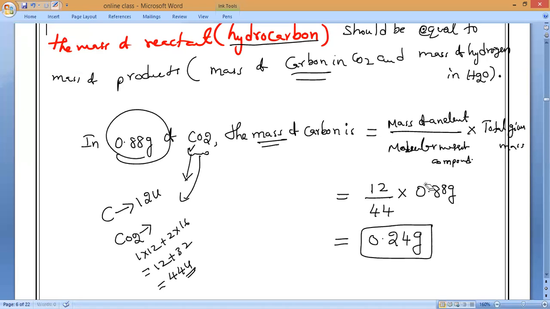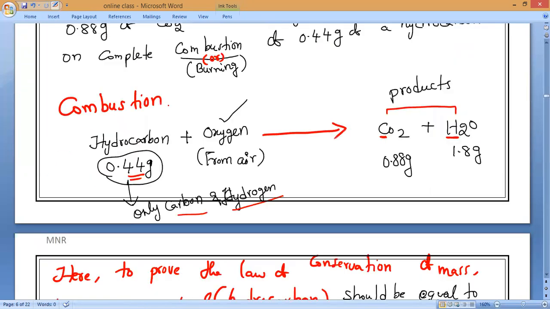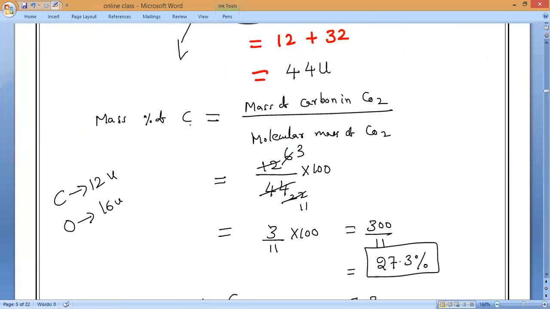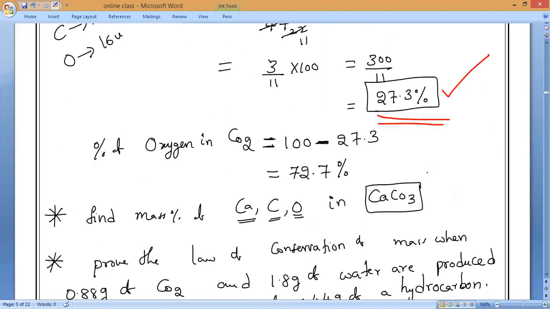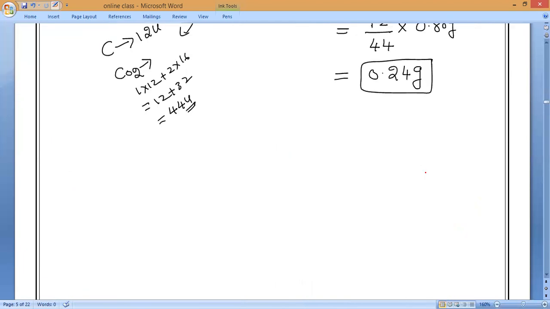Sir, I am finding this difficult. Why are you multiplying with the total mass? So you can solve in another way also, whichever is convenient for you. Just now, in the previous question, we found the carbon percentage in carbon dioxide. Check it here. What is the carbon percentage in carbon dioxide? It is 27.3%. So now you can find it this way also.